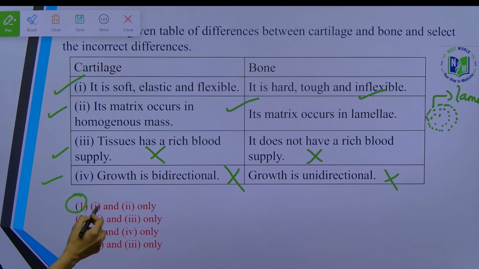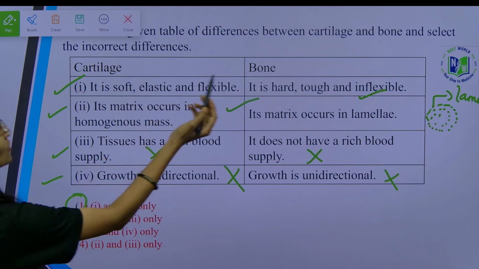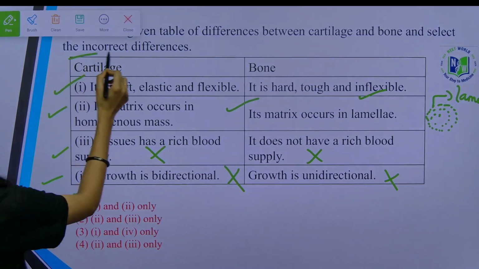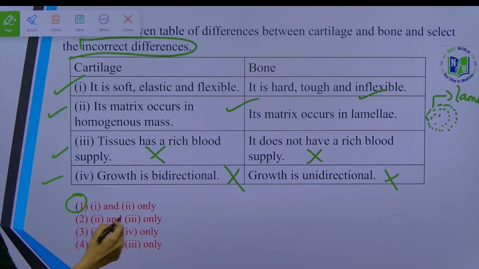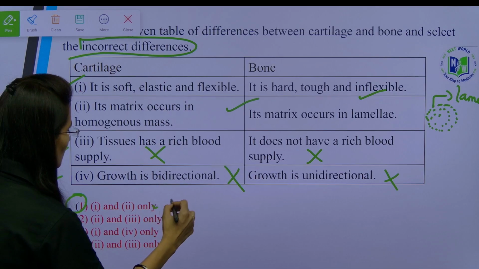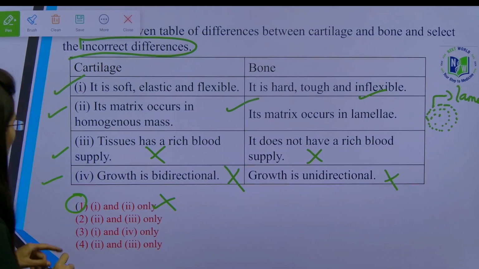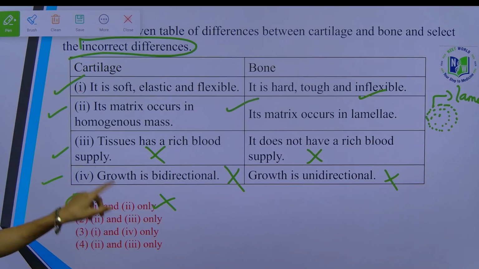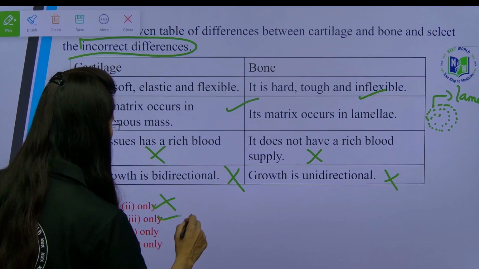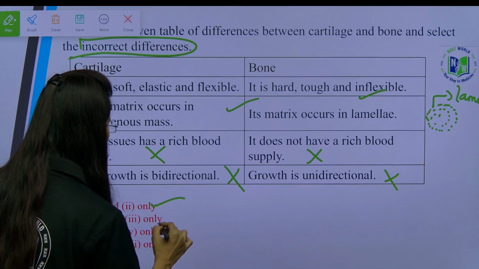Option 1 is 1 and 2 only. So here you need to understand the incorrect differences. So these are correct only, yes, but here it is wrong. So you have to identify the incorrect one. And next one is 2 and 3 only. This is also the right option. Yes, option 1 is right, option 2 is right.